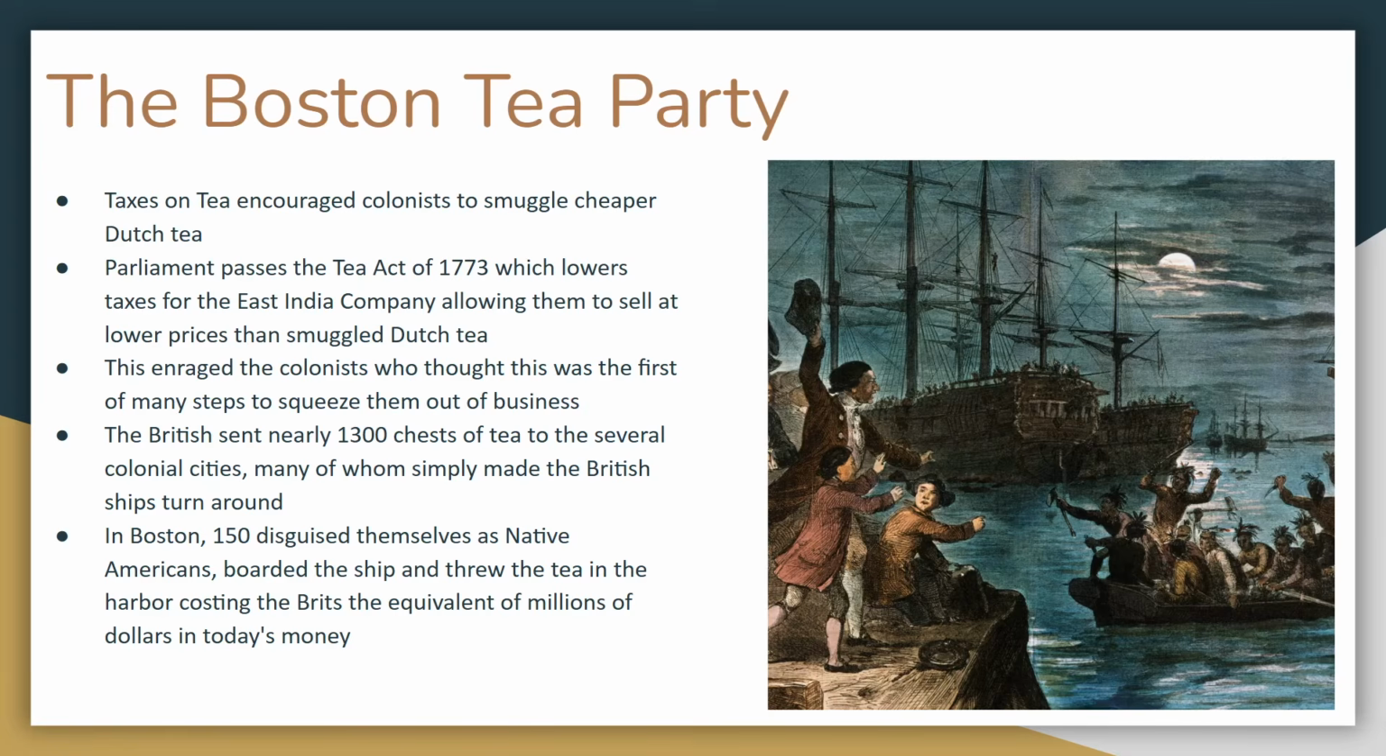A lot of the merchants who end up taking charge of the ports turn the ships around. They won't even let them disembark. They won't let them trade. They won't let them do anything. However, in Boston, we have what is now known as the Boston Tea Party. 150 guys disguise themselves as Native Americans, basically as a red herring. And they board the ship. They throw the tea in the harbor. And this tea is worth millions of dollars in today's money.